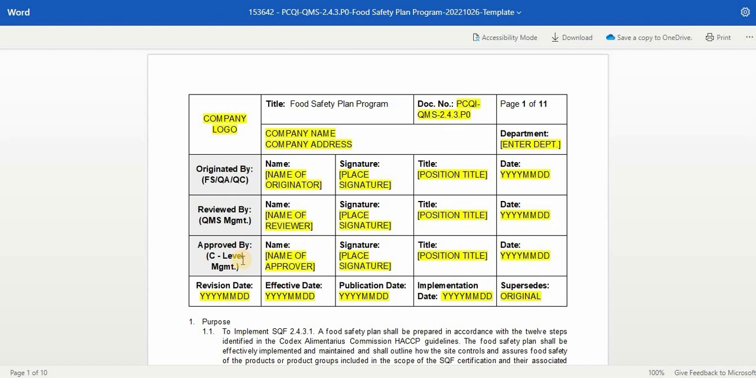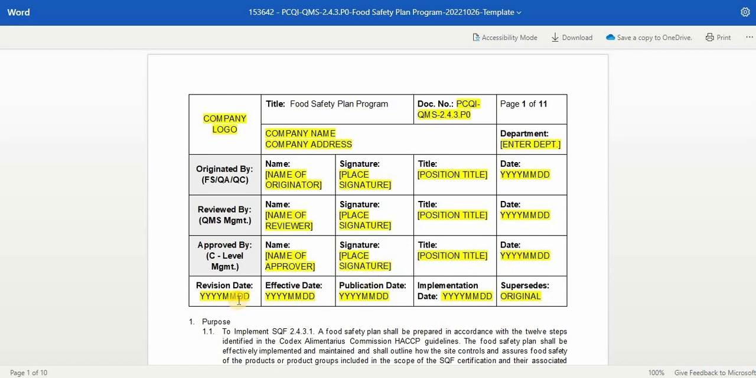For the approved by section, it must be the person in the C-level management who has approval authority. First, enter the name of the approver, affix the signature, input the position title, and the date approved.